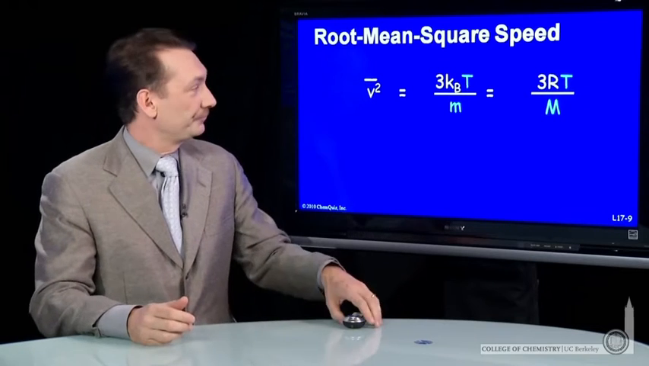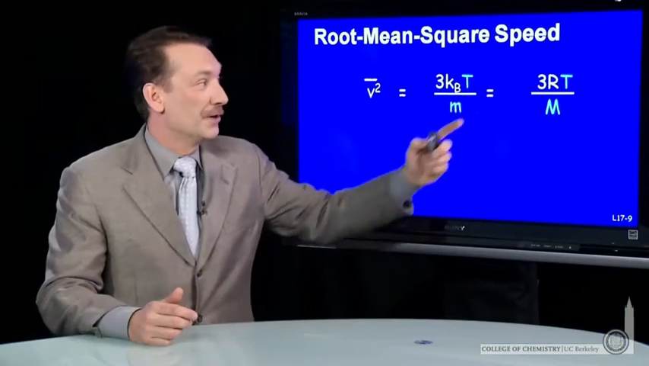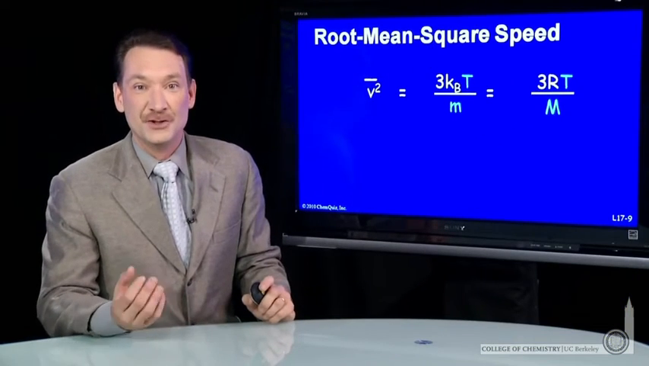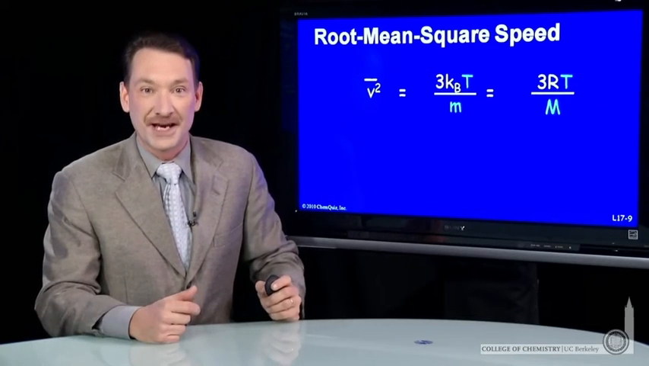So let's do that. Here's the mean velocity squared in terms of expressions for the kinetic energy. So we have 3 Boltzmann's constant T over the mass of the particle, or for a mole of sample, 3RT over the molar mass of the sample. Here we'll express R in joules, so our velocities come out in meters per second.